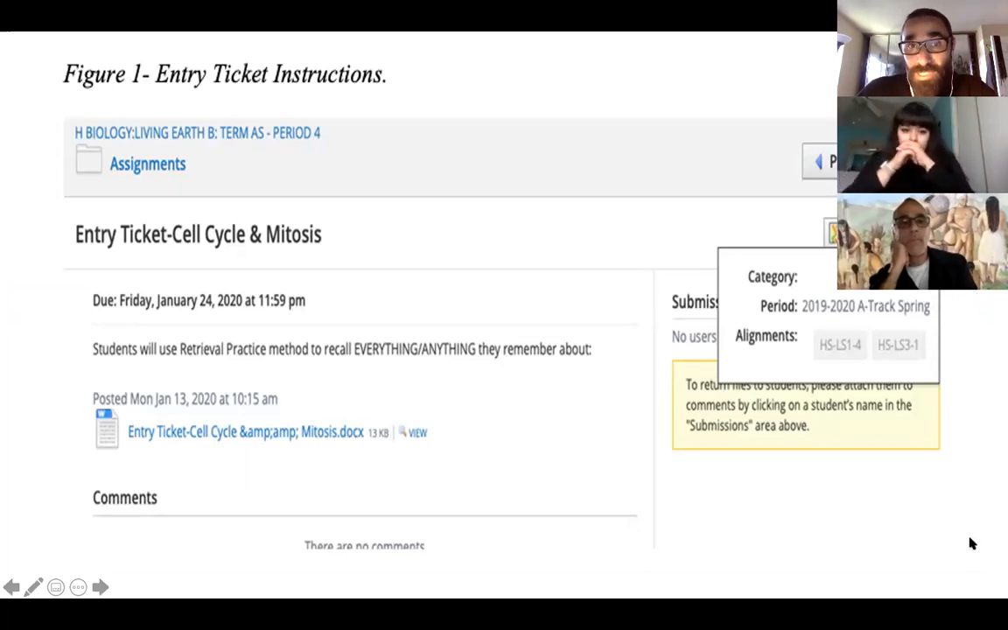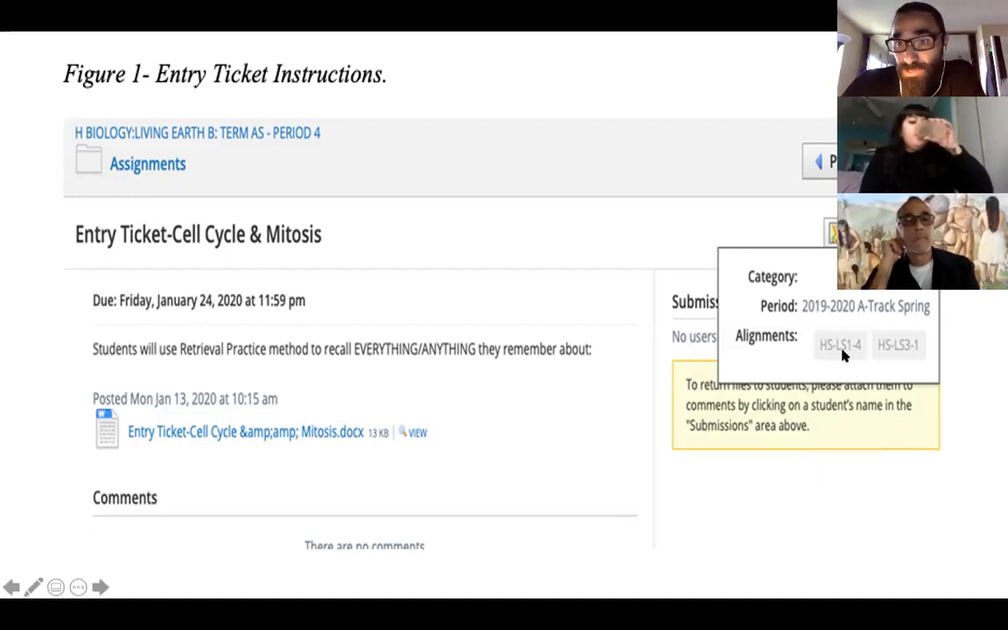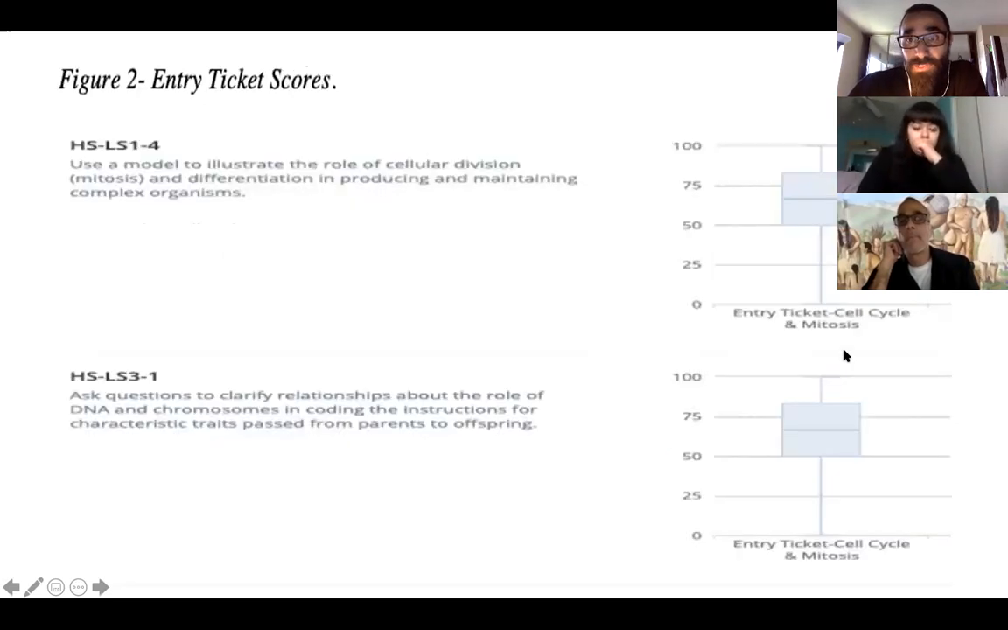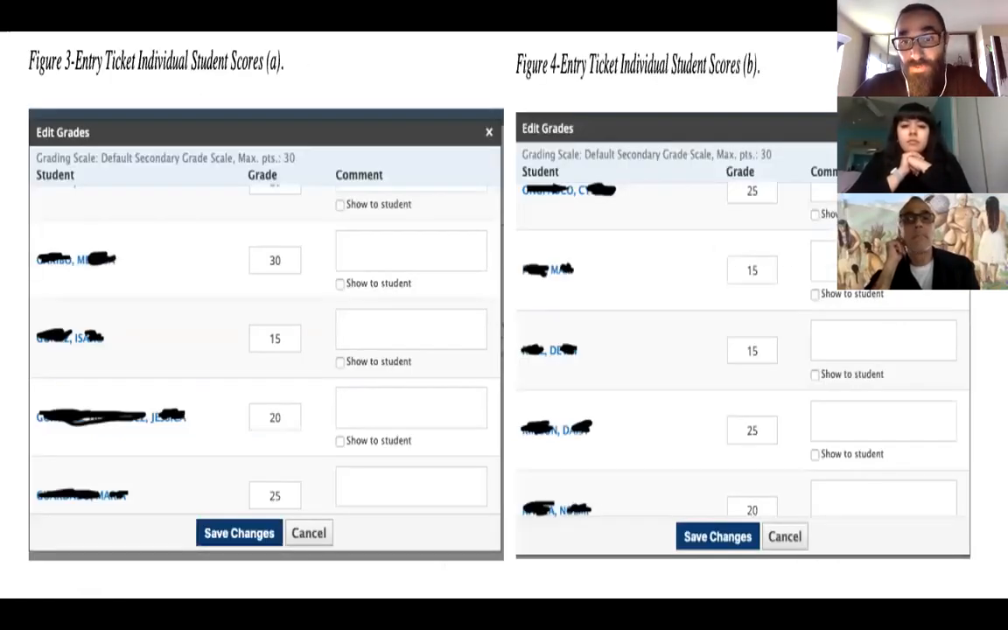This is Schoology data. I implemented a couple of short assessments. First I did a little entry ticket on the unit that I was introducing to them on cell cycle, mitosis, and cancer. I gave them a quick entry ticket as a formative assessment, and these are the 2 standards that I hoped to measure through that entry ticket. You'll see here that about 3/4 of my students actually met that standard, right? Those focus students I was talking about.